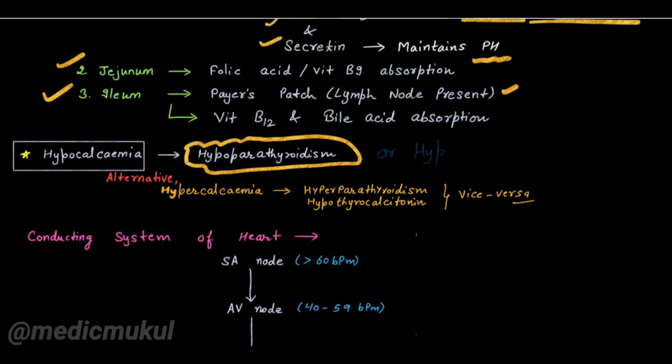so we can see hyperthyroidism. Hyperthyroidism means thyrocalcitonin will be more. So alternatively, hypercalcemia, hyperparathyroidism. Hyperparathyroidism means hypothyrocalcitonin. And vice versa, the same but opposite, make it opposite for phosphate also. If hypophosphatemia, there will be hyperparathyroidism. Hypophosphatemia, hypothyrocalcitonin.